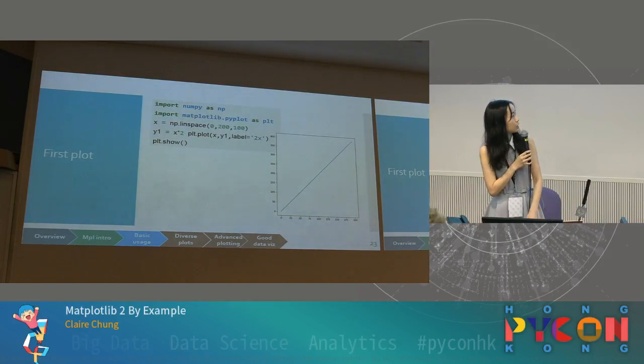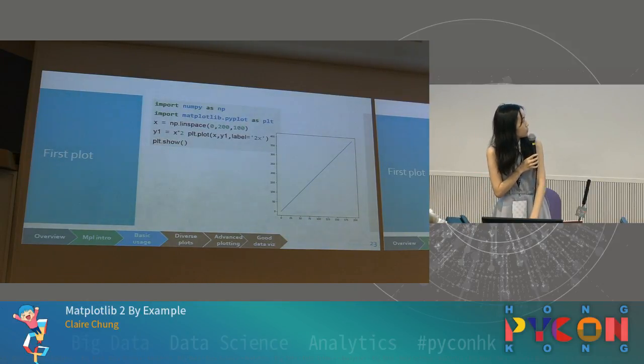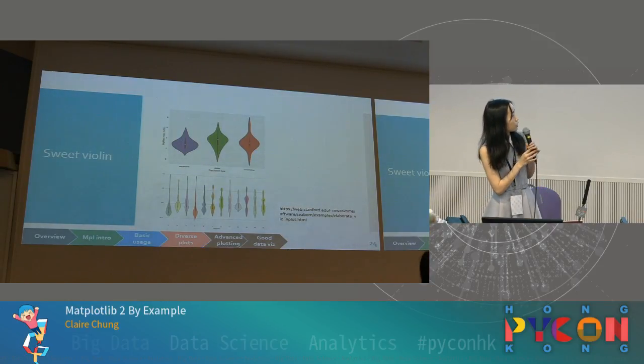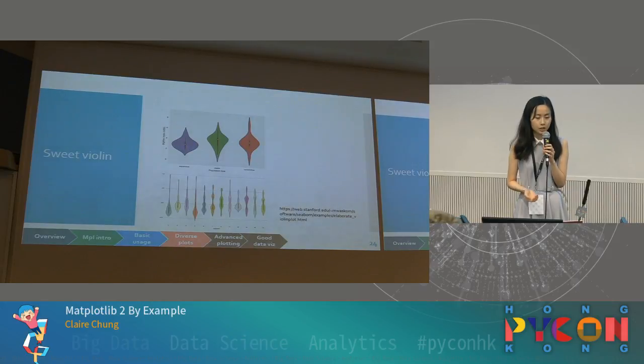NumPy is crazy. The first plot, you specify the x and y, and if you don't specify any meaning, it will give you a line plot, as plain as this. And now we look at some more types of plots. I'm sure everyone knows about the box plot. It's some square and stuff.